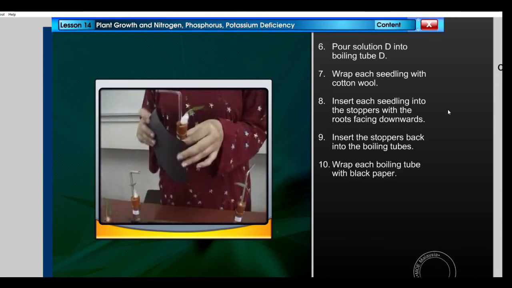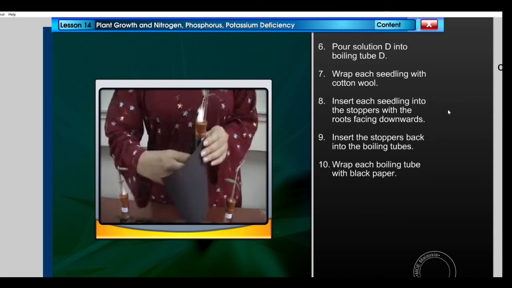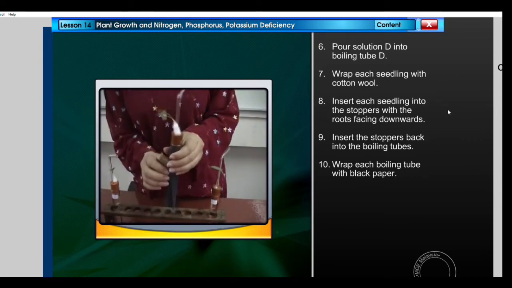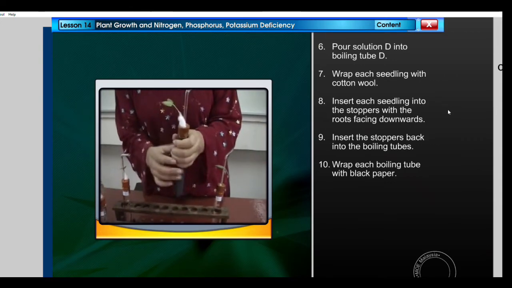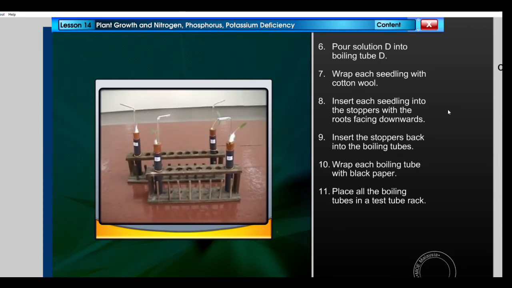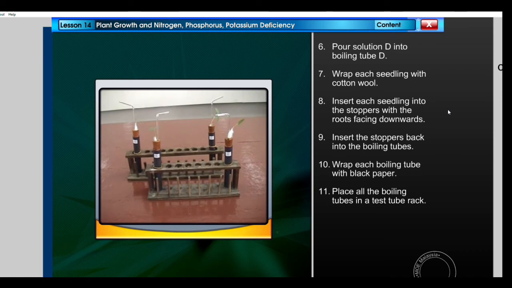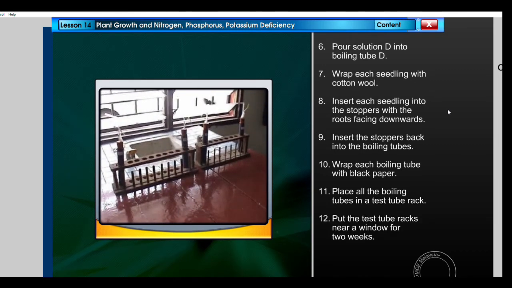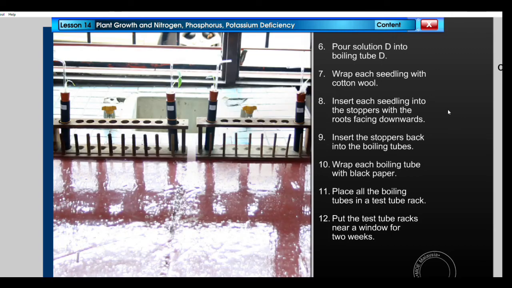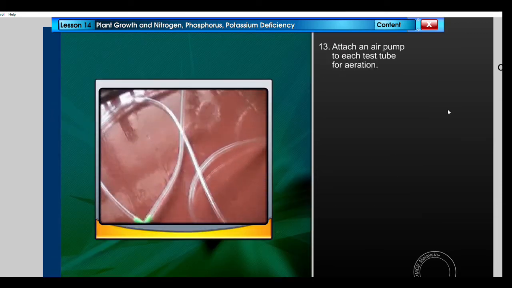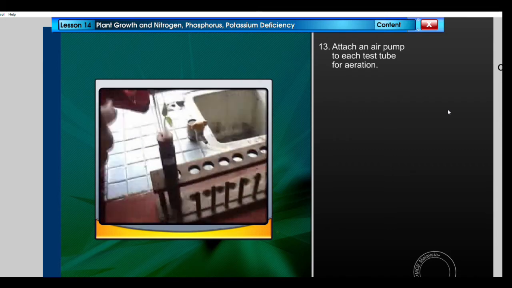Wrap each boiling tube with black paper. Place all the boiling tubes in a test tube rack. Put the test tube racks near a window for 2 weeks. This is to allow the seedlings to get sunlight. Attach an air pump to each test tube for aeration.